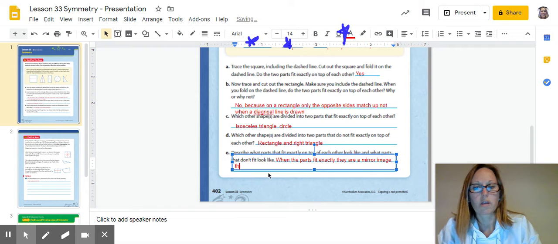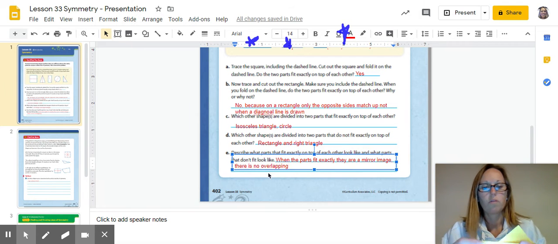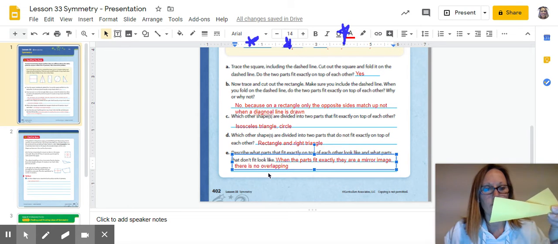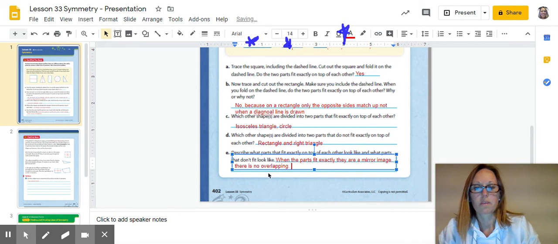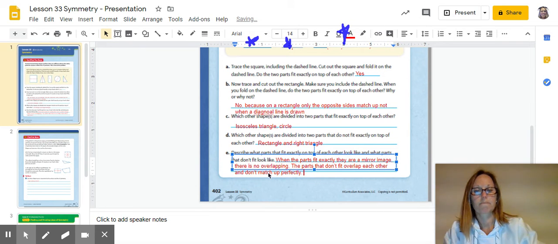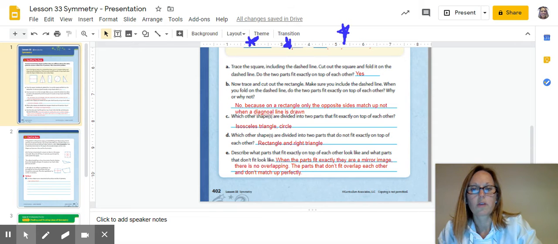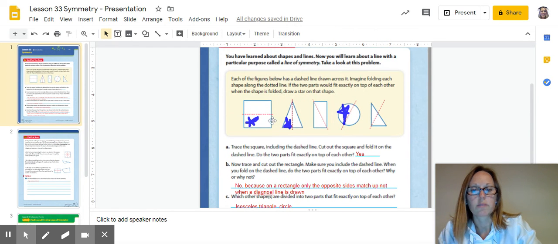There is no overlapping. Like on the rectangle, when you fold it, there's overlapping and it doesn't match. Okay? The parts that don't fit overlap each other and don't match up perfectly. Okay? So that kind of explains the lines of symmetry.